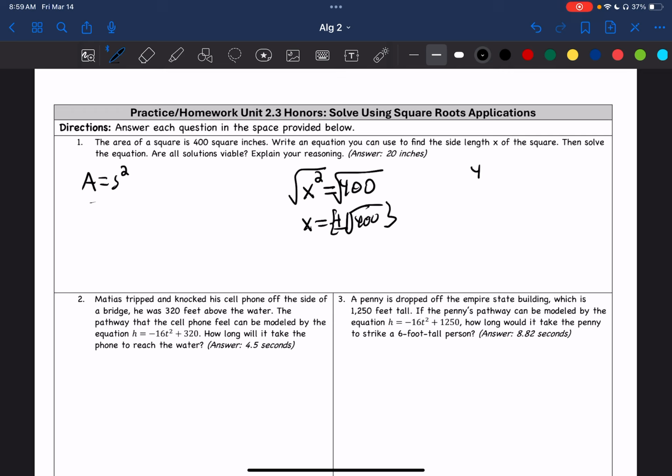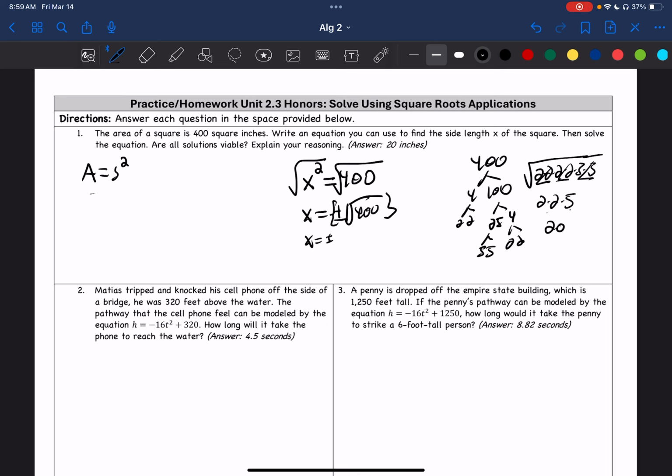Maybe I'll go through this one. If you do 400, you do 4 times 100, turn that into 2 and 2. Maybe we turn that into 25 and 4. Turn that into 2 and 2. Turn that into 5 and 5. Square root of 2 times 2 times 2 times 2 times 5 times 5. We have a pair of 2's, pair of 2's, pair of 5. So we can pull everything out of the radical. We're left with 2 times 2 times 5, which is 4 times 5, which is 20. So x is equal to plus or minus 20.